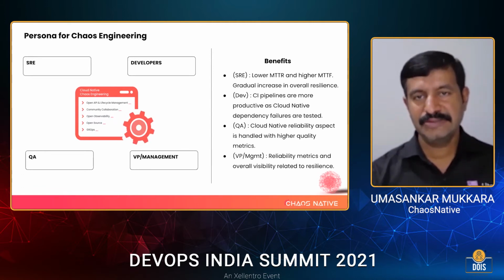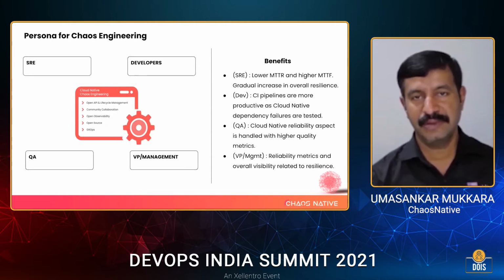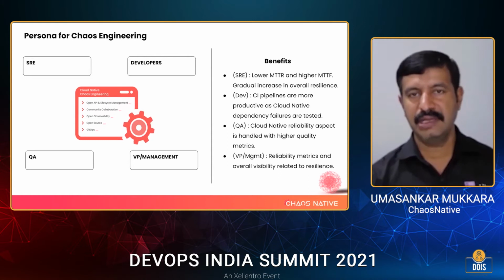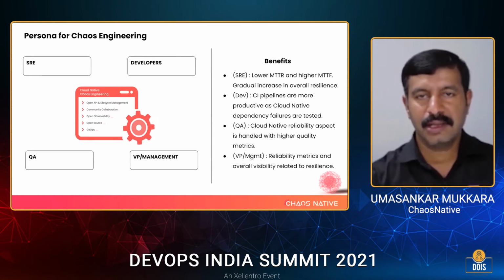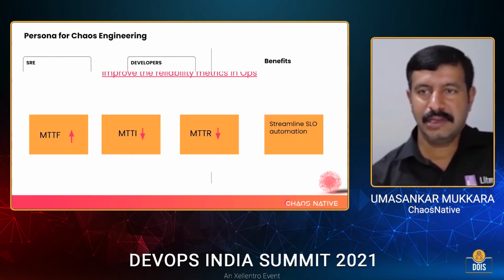And for the management persona, it's very important to see chaos engineering from the observability perspective, primarily either in large QA systems or in the operations itself, right? So how is my system doing with respect to the faults that are being pushed by design?